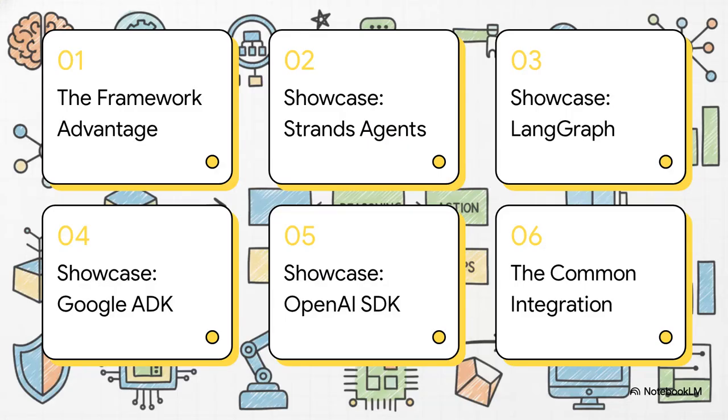So here's the plan. First, we'll quickly cover why these frameworks are such a game changer. Then, we're going to dive into 4 different ones: Strands, LangGraph, Google's ADK, and the OpenAI Agents SDK. And you're definitely going to want to stick around for the end, because we're going to uncover this really fascinating common thread that, believe it or not, ties them all together.